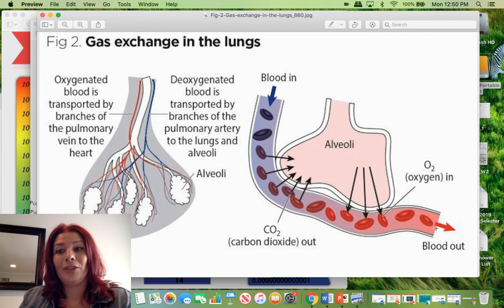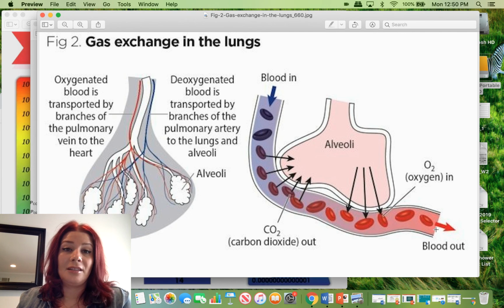And then that's going to go where? Where would oxygenated blood go? In this case, it would go to the heart, on the left side of the heart, to make sure that it gets pumped to the rest of the body that needs oxygen.